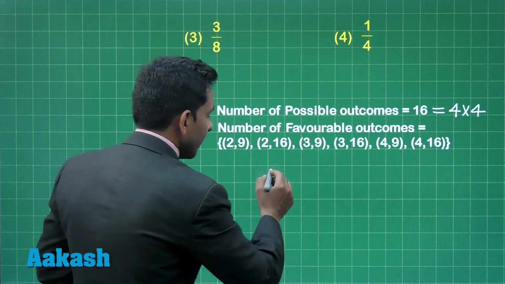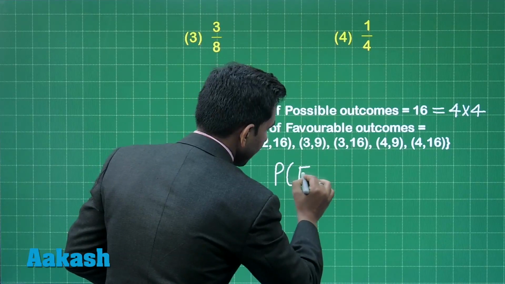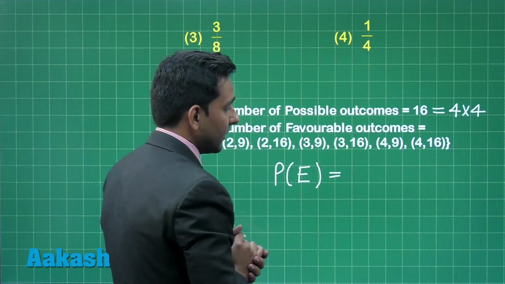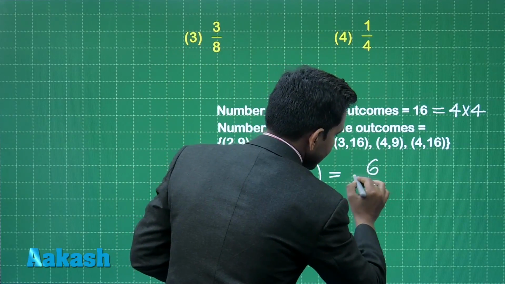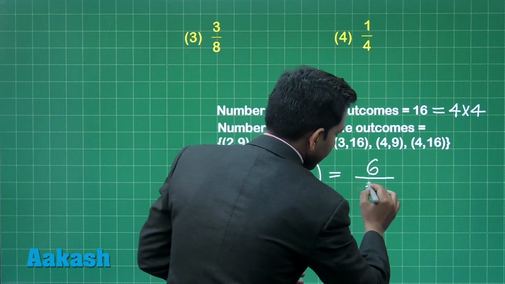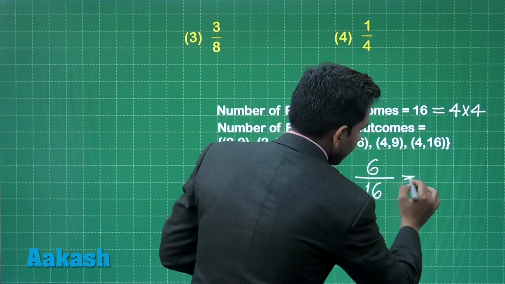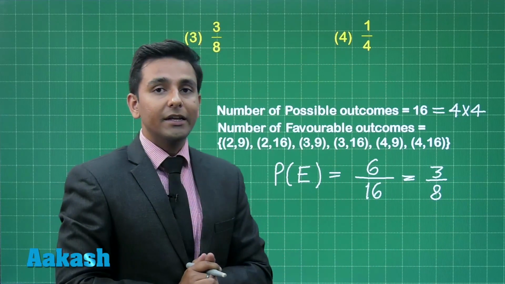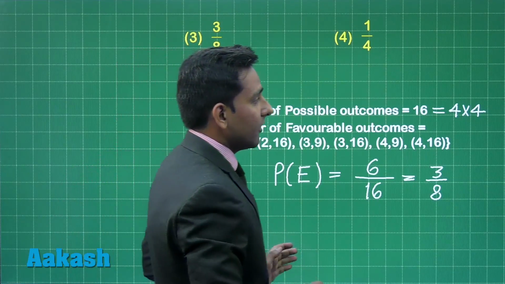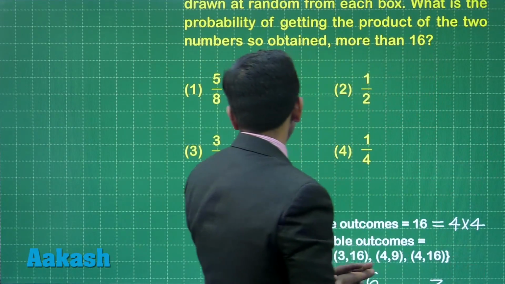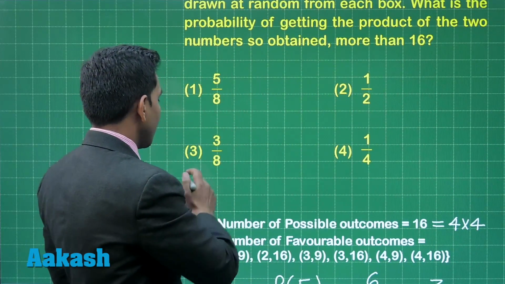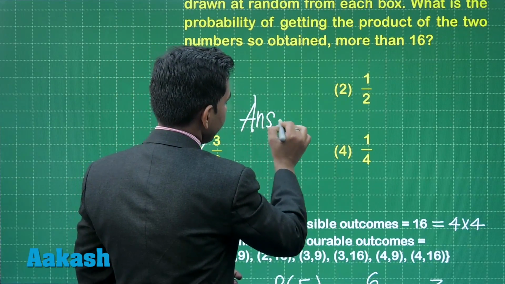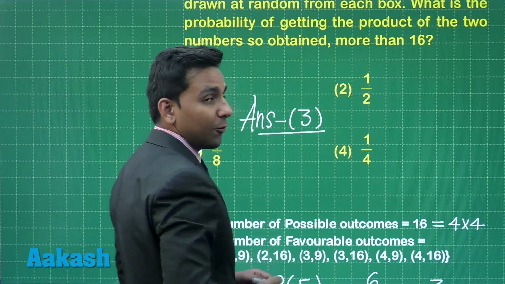So here we can find the probability of the occurrence of the event, P(E) is equal to favorable outcomes divided by total possible outcomes, and the total favorable outcomes is 6 and all possible outcomes are 16. That means 3/8 is the correct answer, or you can say the required probability for occurrence of the event. Now let's check the options. Here we can see that the third option is the correct answer for this question. That means the answer for this question is option number 3. I hope it is clear to everyone.